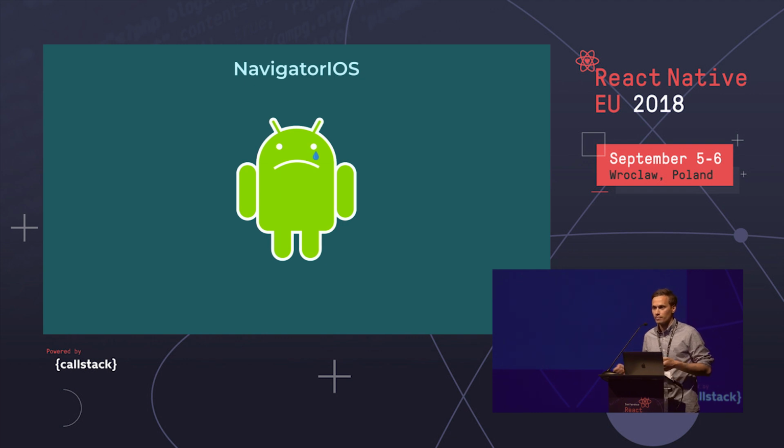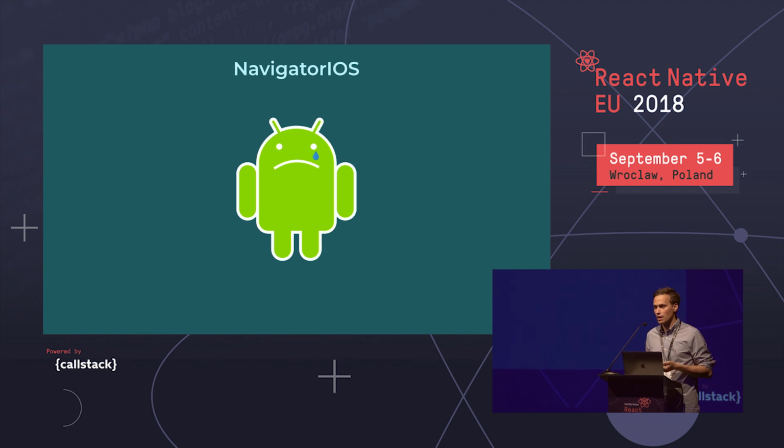On Android, you have a hardware back button that is not available on iOS. Also, the navigation bar looks differently. They have different heights, also depending on your phone. The title is centered on iOS, whereas it's aligned to the left on Android. So there are many differences.